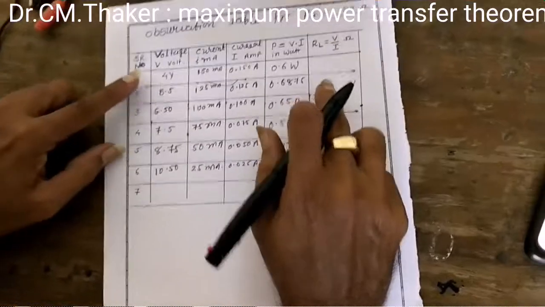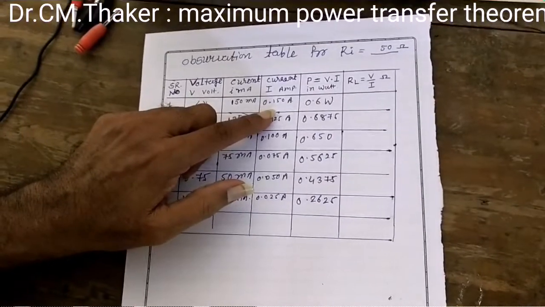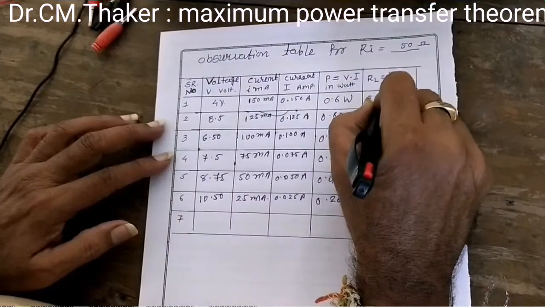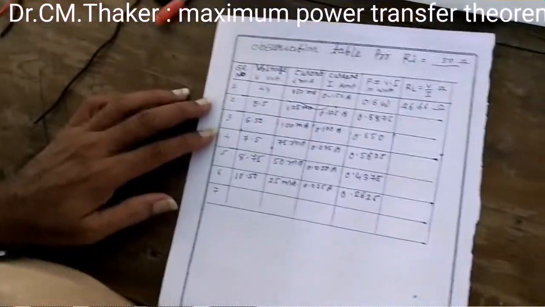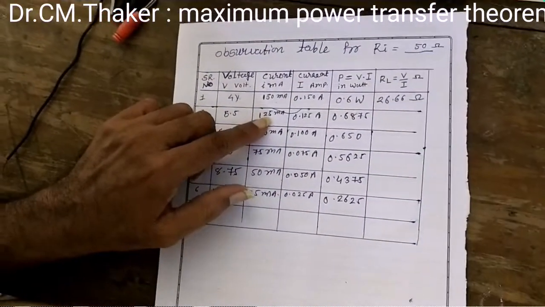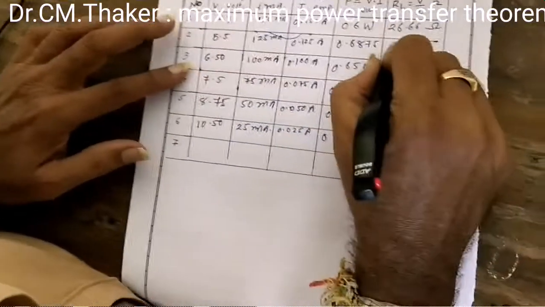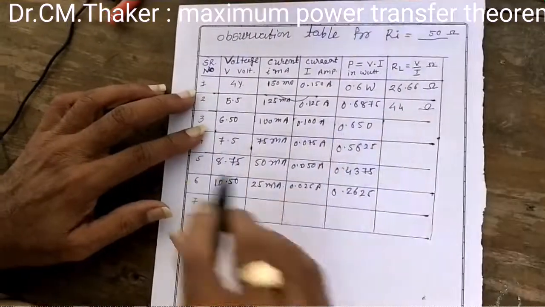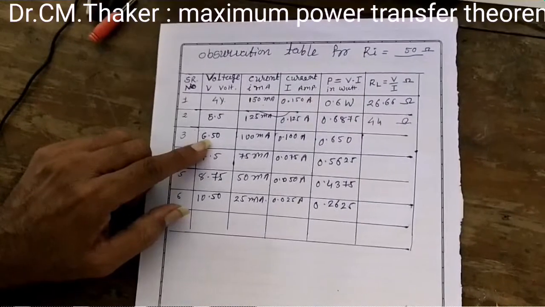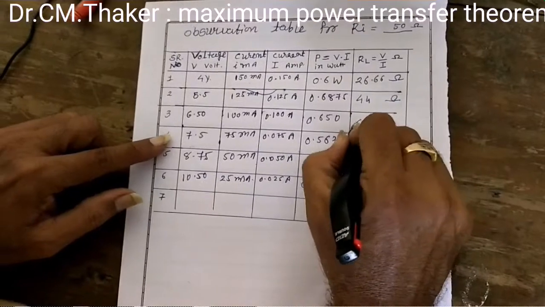So how will it be divided? 4 divided by 0.15. This will be 26.66 ohm. Then 5.5 divided by 0.125. This is 44 ohm, right? And 6.5 divided by 0.1. This is 65.